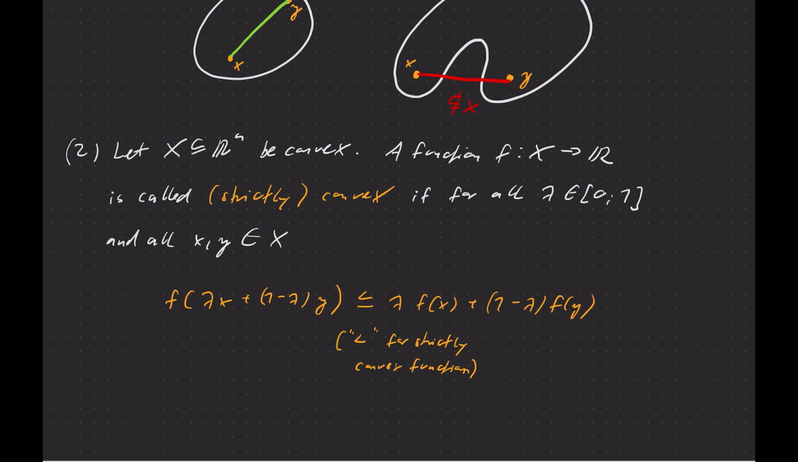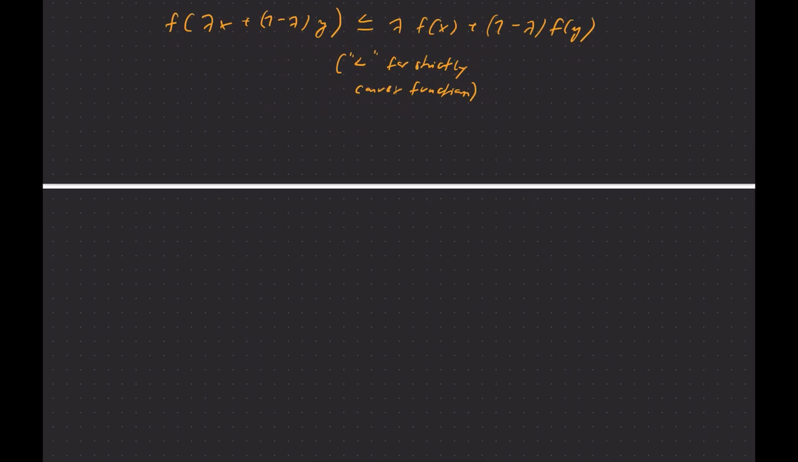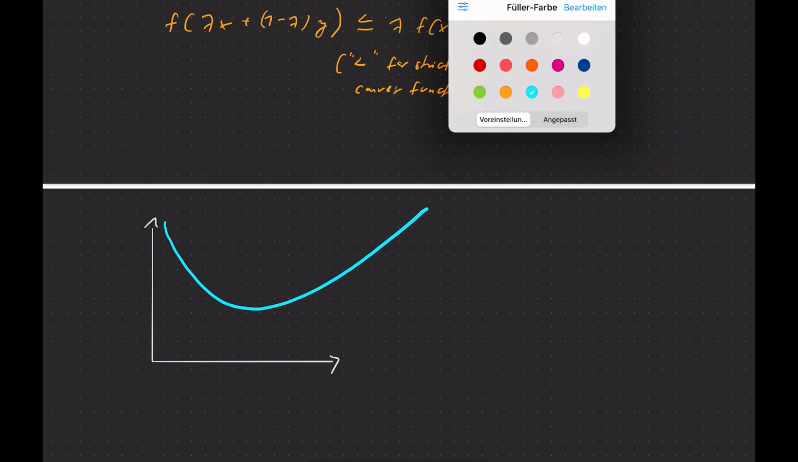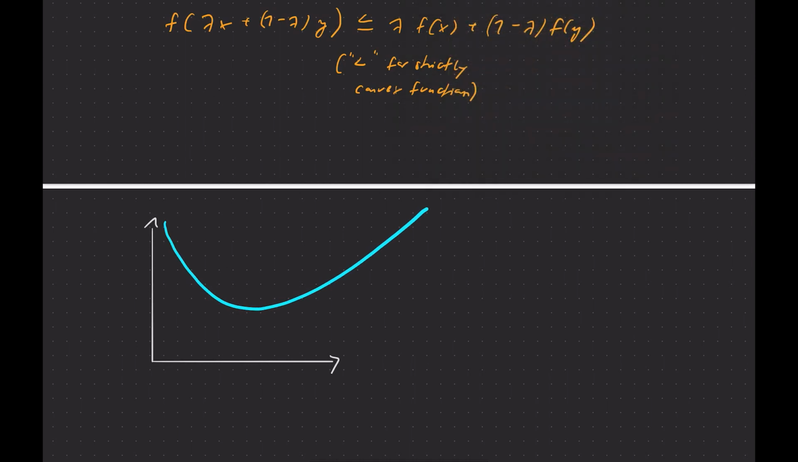Again, let's have a look at what that means geometrically. So let's say we have a function like this, our coordinate system. And let's say we have a convex function in that coordinate system. And we're looking at 2 points on the domain. So for example, here's a point x, here's a point y.